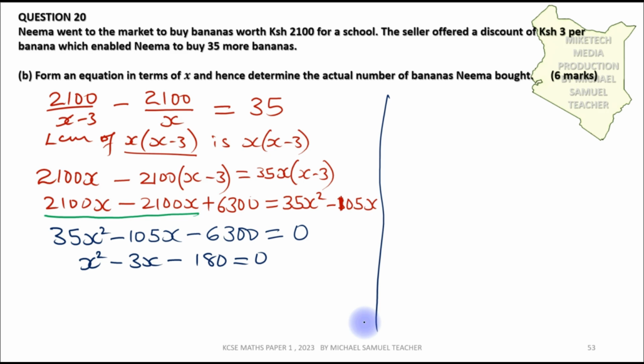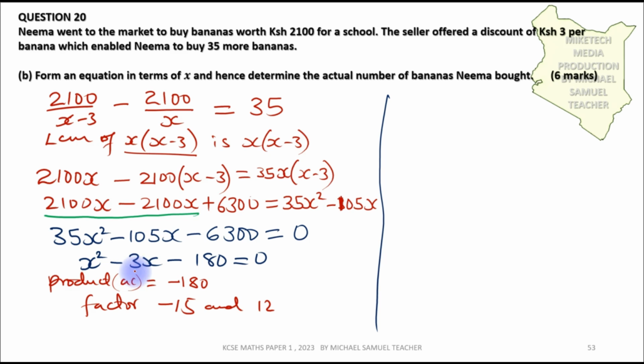So I need to solve for x, and I'm going to use the factorization method because it is easier to use. So the product of AC, the product is 1 times minus 180. So I get factors of minus 180, such that when I add them I'll get minus 3. In that case the factors will be minus 15 and 12. If I add minus 15 plus 12, I'll get minus 3.